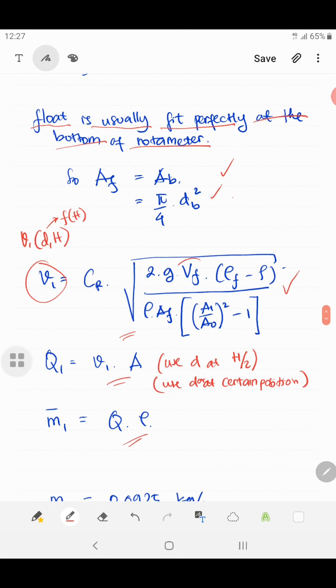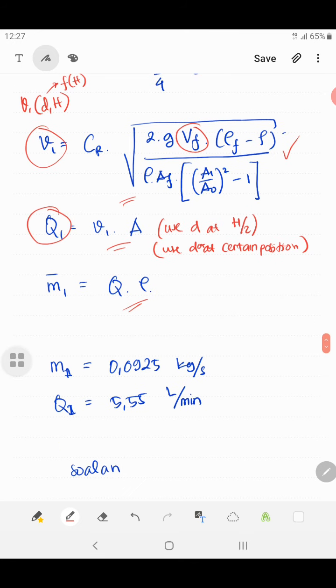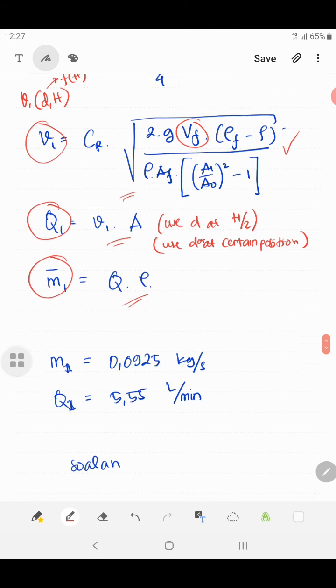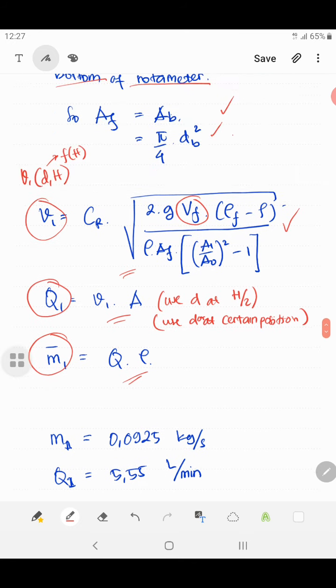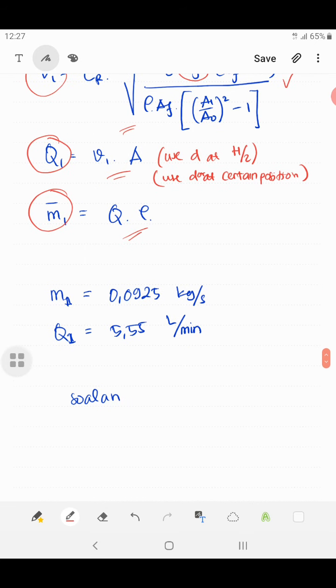You just insert everything inside in here. The volume of the float you can just easily calculate by using the information of the mass of the float and also the density itself. After that, you can calculate the flow rate, the volumetric flow rate, and also the mass flow rate. I hope you can try it by yourself, inserting everything inside this equation, and finally you can get this value for the mass flow rate and also the volumetric flow rate.